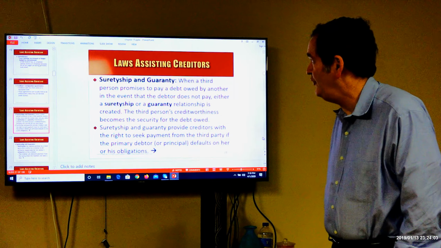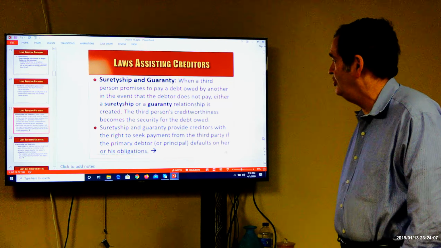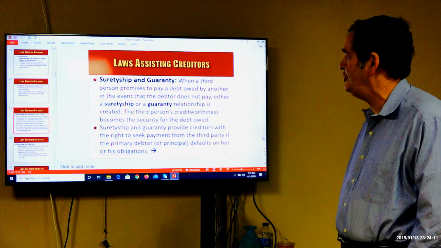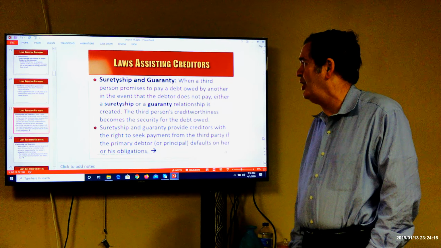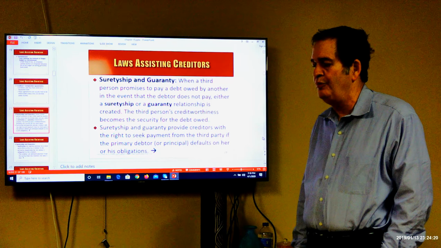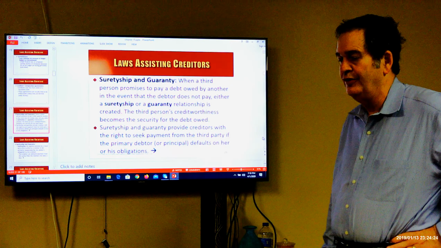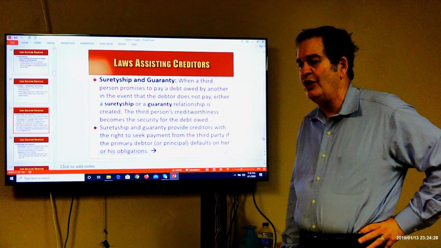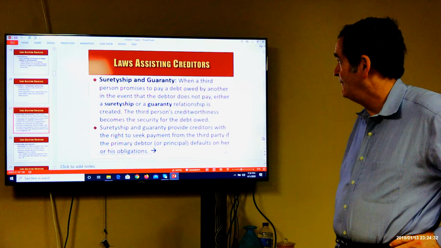Okay, so chapter 15, part 2. We pick up with a little different area, still dealing with laws assisting creditors. In some instances we have what's called a suretyship or a guarantee. You've probably heard of this before. This is simply where a third party promises to make payment on behalf of the debtor in a given situation. What it does is it creates a right by the creditor to go after that third party.